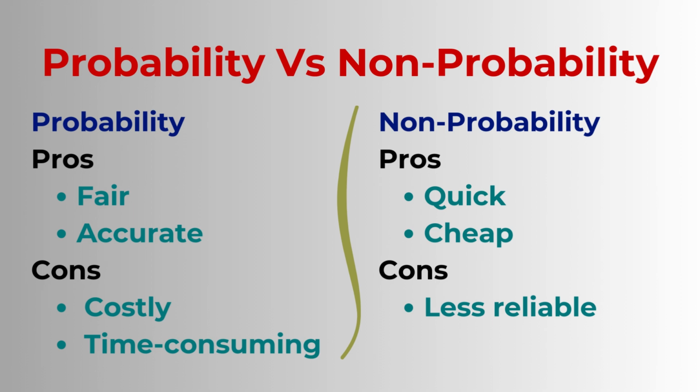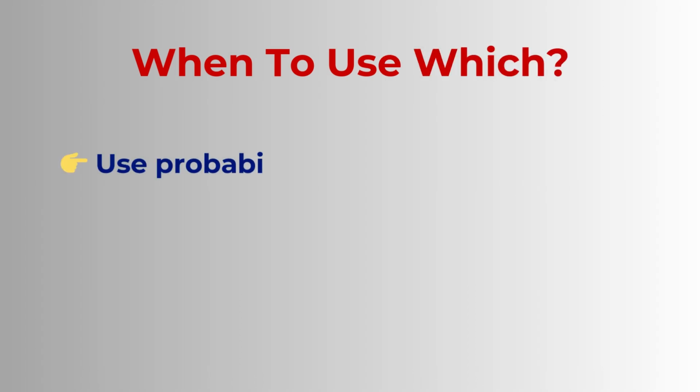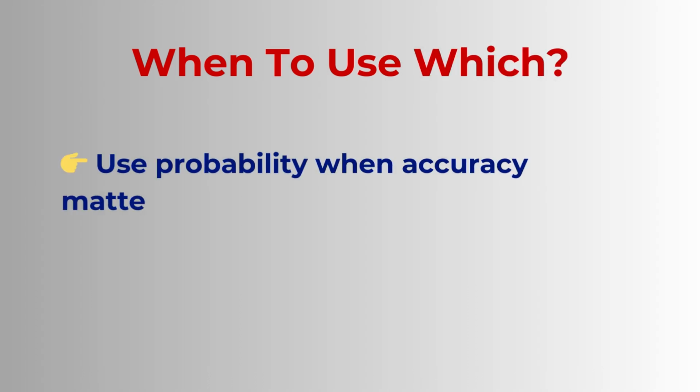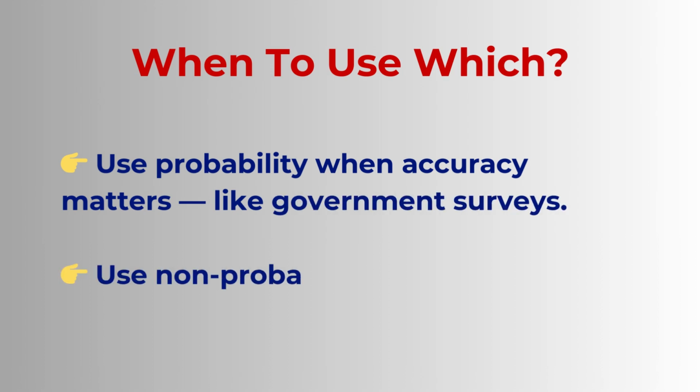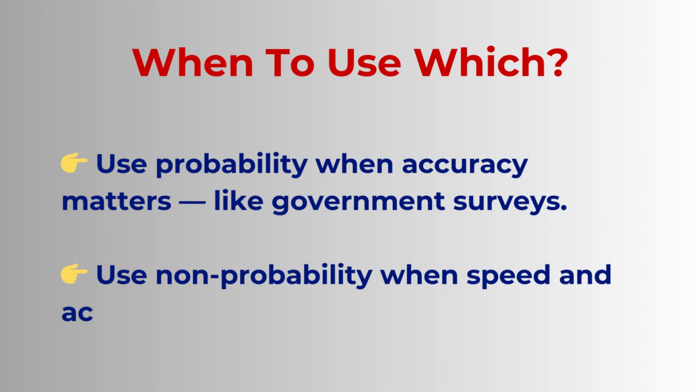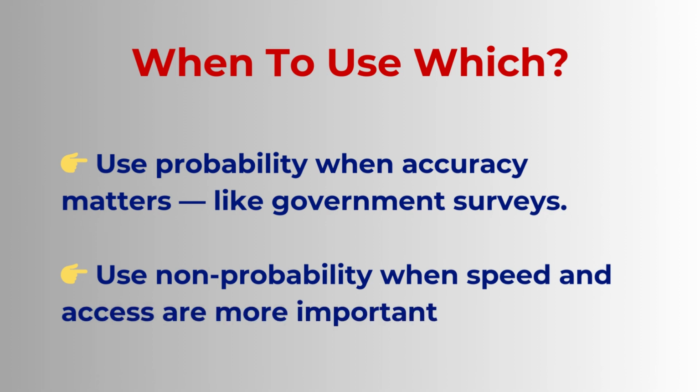Now, let's move on to probability versus non-probability. Probability sampling is fair, accurate, but costly and time consuming. Versus non-probability sampling is quick and cheap, but less reliable. And when to use which? Use probability when accuracy matters, like government surveys, and use non-probability when speed and access are more important, like exploratory research. So, that was a deep dive into types of sampling.